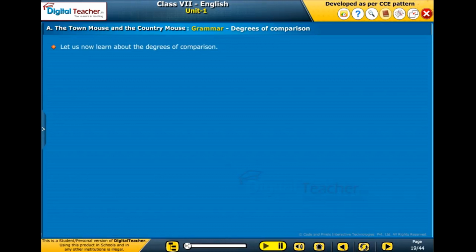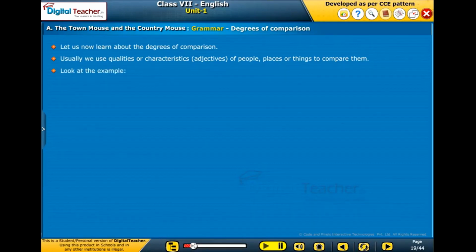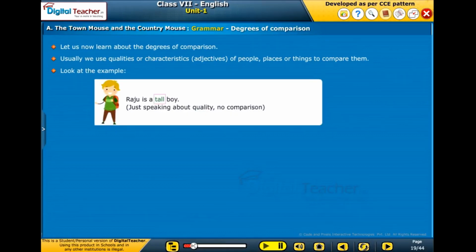In this section, we will learn about degrees of comparison. Usually, we use qualities or characteristics or adjectives of people, places, or things to compare them. Look at the example. Raju is a tall boy. Just speaking about quality, no comparison. So, it is positive degree.